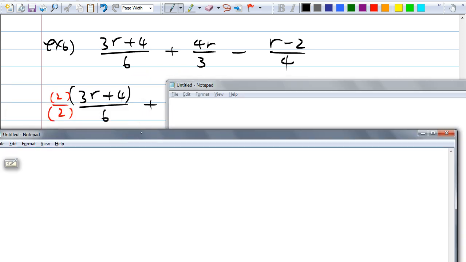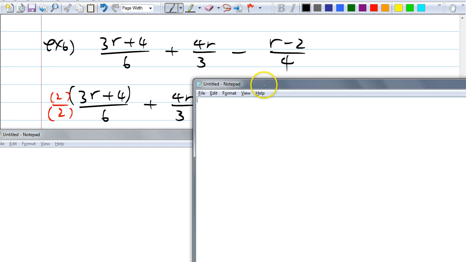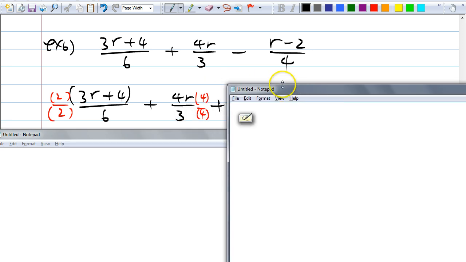What about the second fraction? What do I need to multiply the second fraction by so that I get an LCD of 12? I need 4, right? Of course, it's 4 over 4. What about the third fraction?